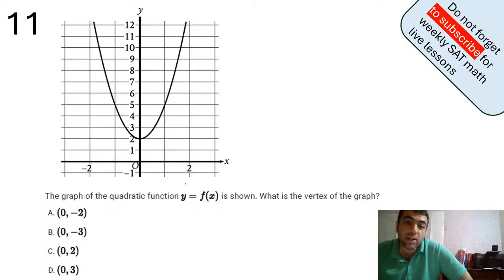The graph of the quadratic function y is equal to f of x is shown. What is the vertex of the graph? You know what vertex means? Təpə nöqtəsi in Azerbaijani math. Təpə nöqtəsi parabolanın.